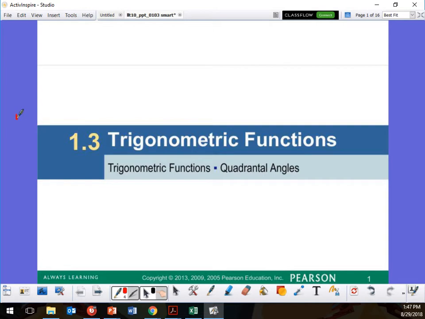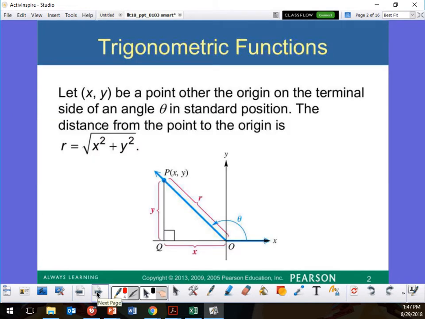So, trigonometric functions. Let x and y be a point, other than the origin, on the terminal side. Now, what does the word terminal mean? Terminal means that is where it's going to end. It's the side of angle theta in standard position. Standard position is important because that means it's starting from the origin right here.